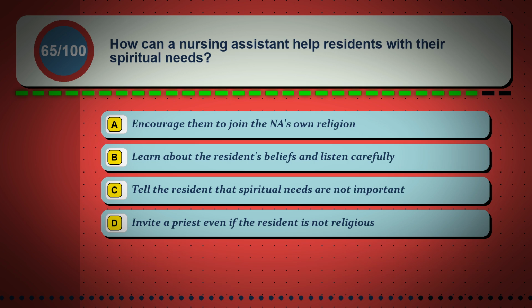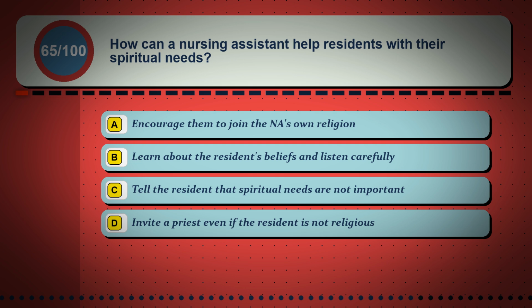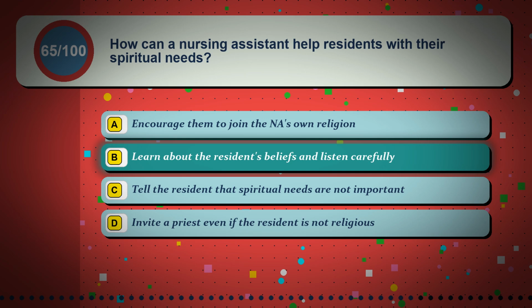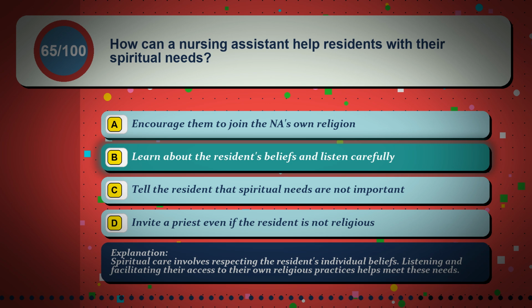Question 65. How can a nursing assistant help residents with their spiritual needs? Option A, encourage them to join the NA's own religion. Option B, learn about the resident's beliefs and listen carefully. Option C, tell the resident that spiritual needs are not important. Option D, invite a priest even if the resident is not religious. The correct answer is option B, learn about the resident's beliefs and listen carefully. Spiritual care involves respecting the resident's individual beliefs. Listening and facilitating their access to their own religious practices helps meet these needs.